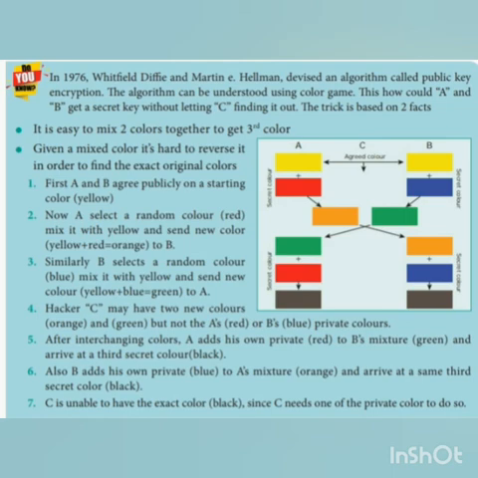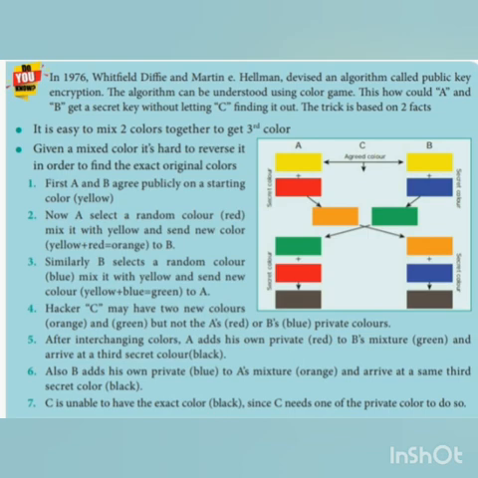So here we have three persons. One is A and another one is B. They are going to exchange information, but without letting C find it out. Just look at the picture. A and B have a common color, that is yellow. That is the common public key for both A and B. And they each have a secret color, that is the private key. Red is the secret color for A and blue is the secret color for B. So this is a private key.